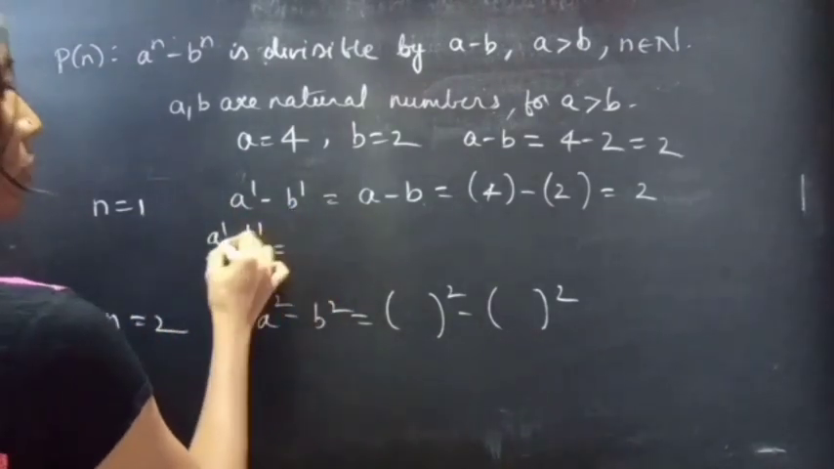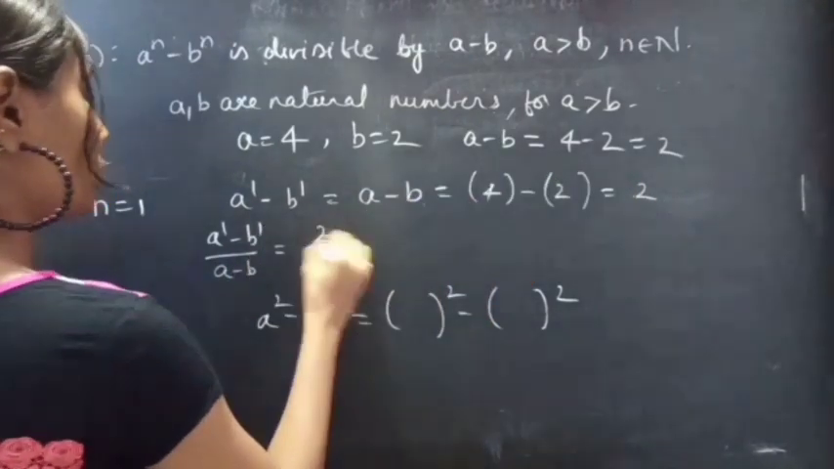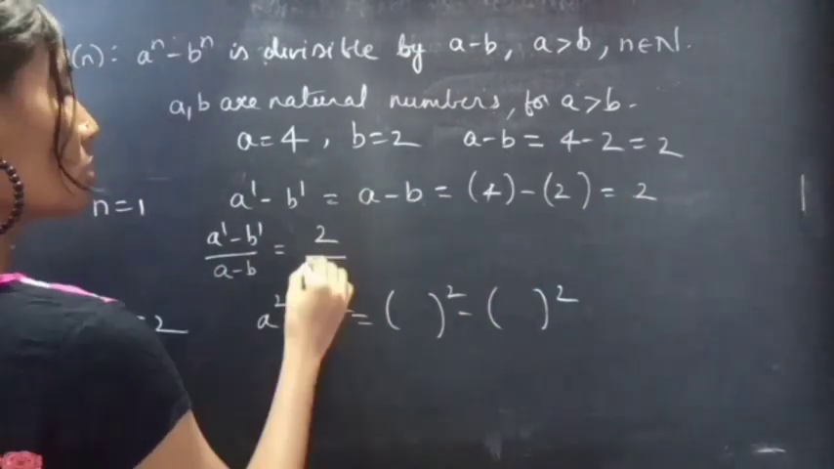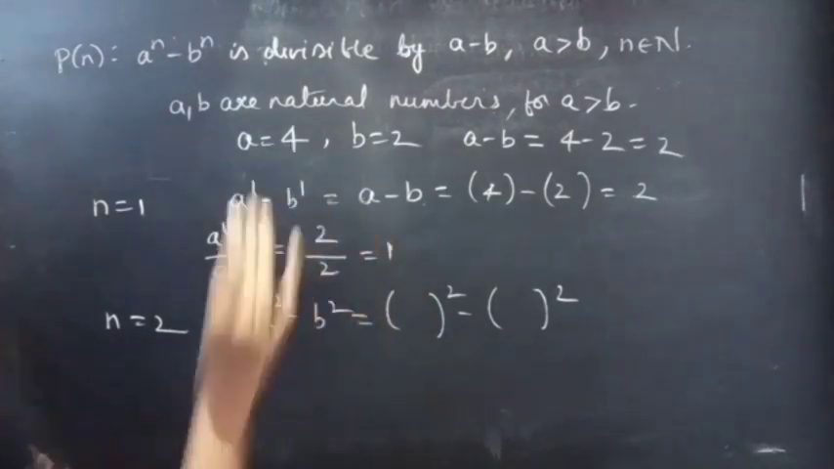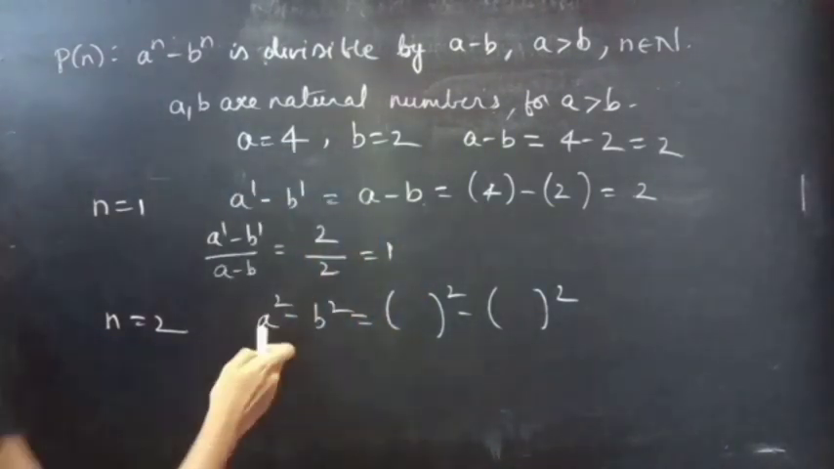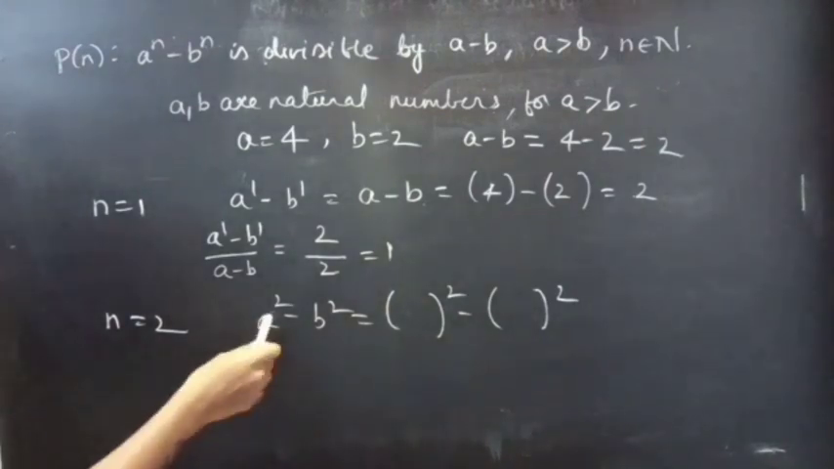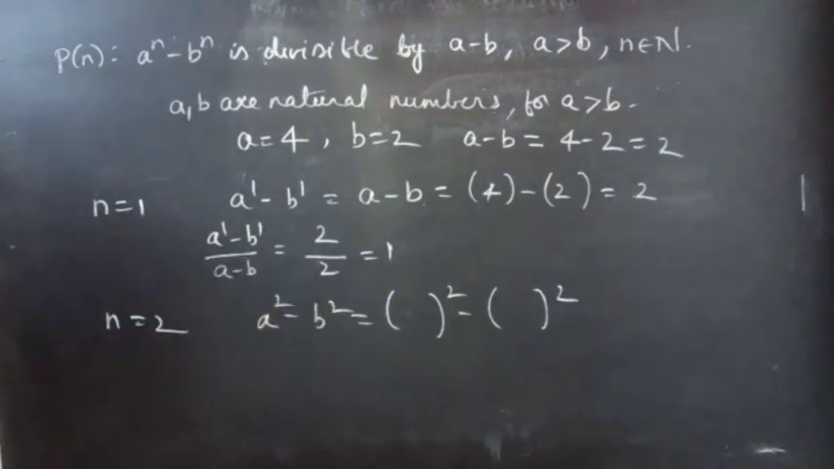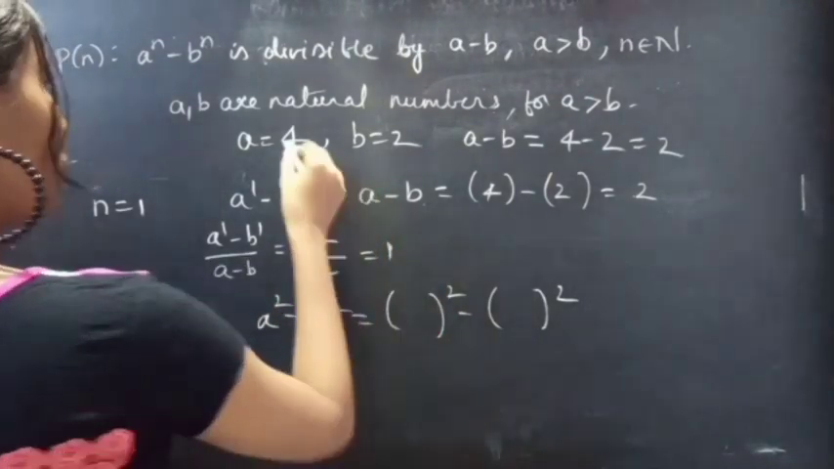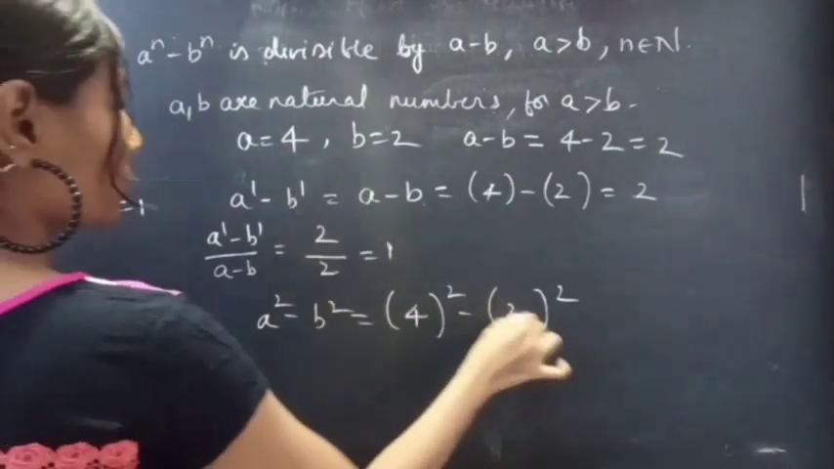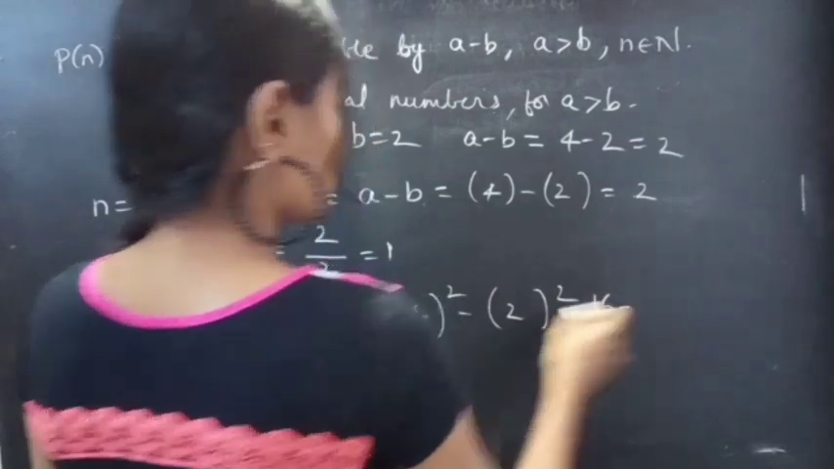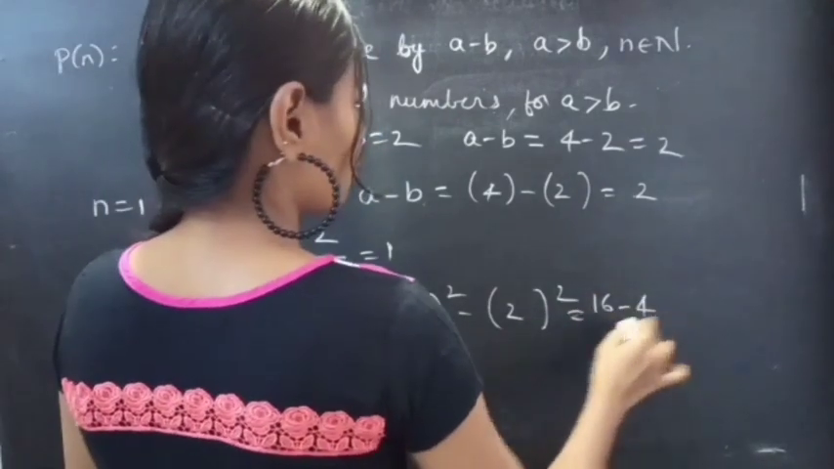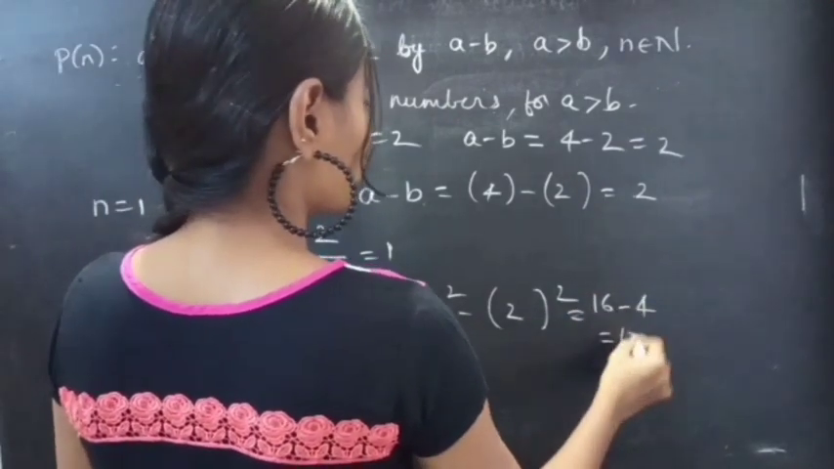Since a power 1 minus b power 1 is 2, divided by a minus b which is 2, equals 1. Let it be 1. Now, when n equals 2, a square minus b square. For a equals 4 and b equals 2, we will get 4 square, 16, minus 2 square. 2 2s are 4, which equals 16 minus 4, 12.